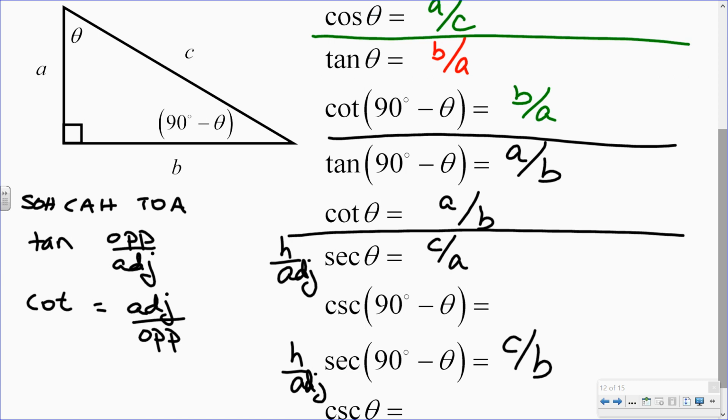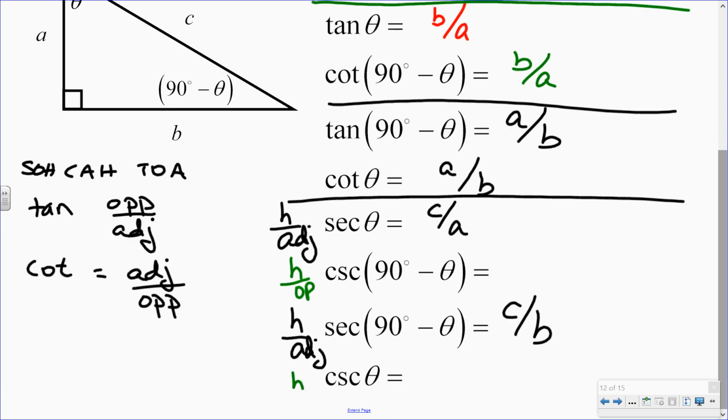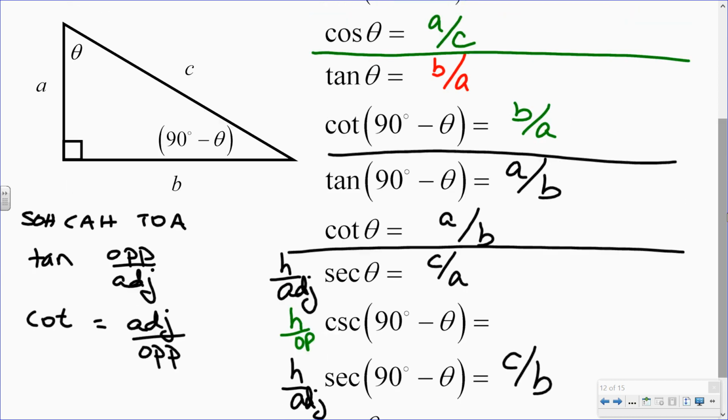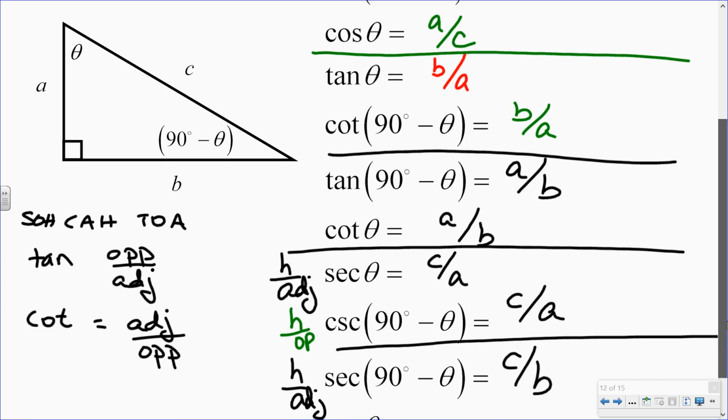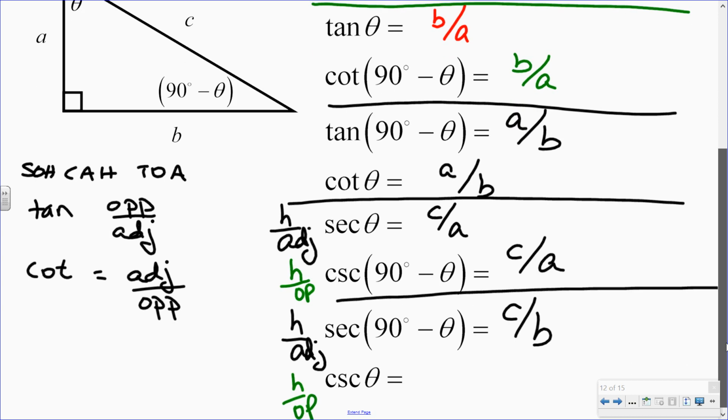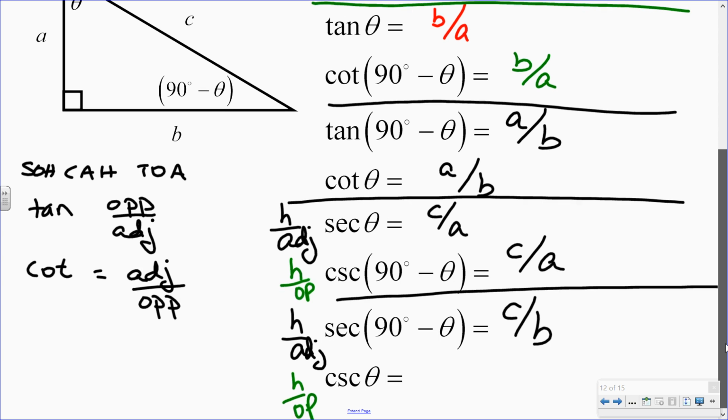Sine is opposite over hypotenuse. So this needs to be hypotenuse over opposite for our cosecants. So for 90 minus theta, what is hypotenuse over opposite? And you were right, those two matched up. And for theta, what is hypotenuse over opposite?